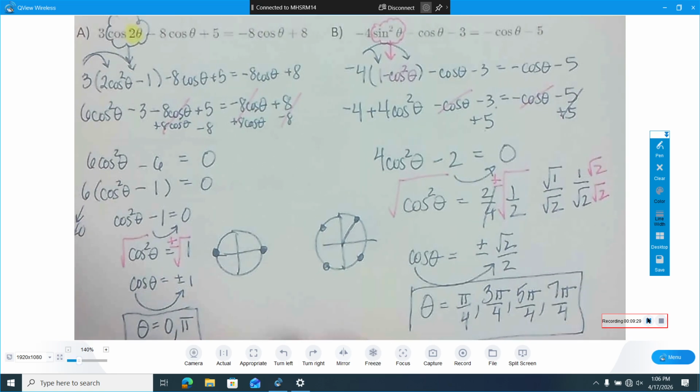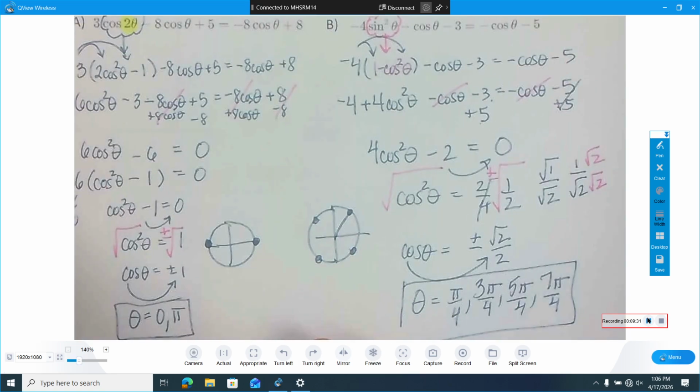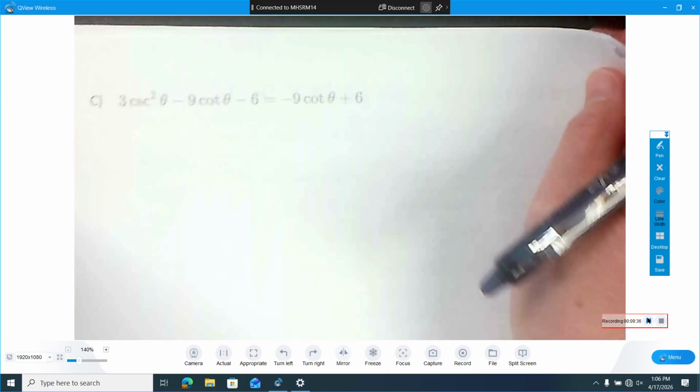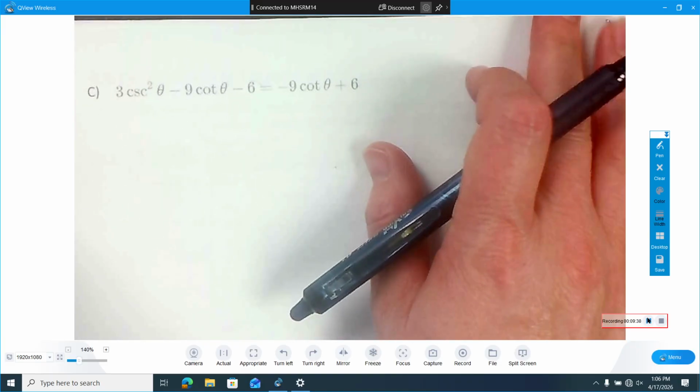One more. Last one, with lots of extra paper to do all the rest of your work for your homework.